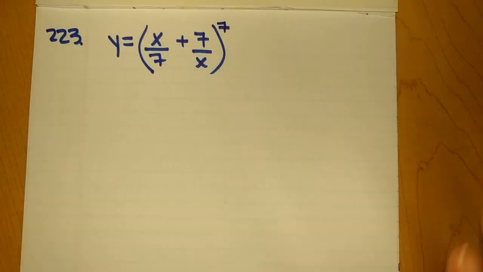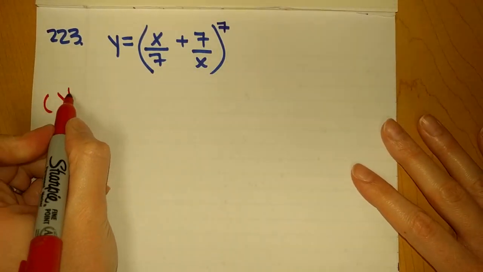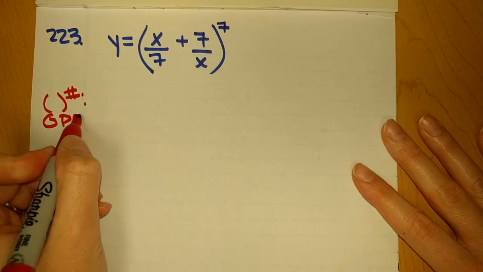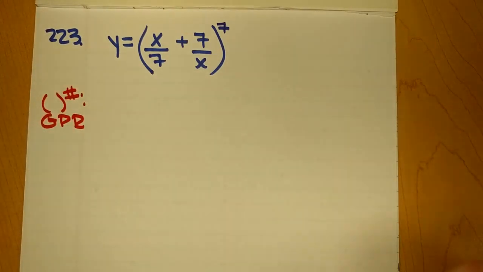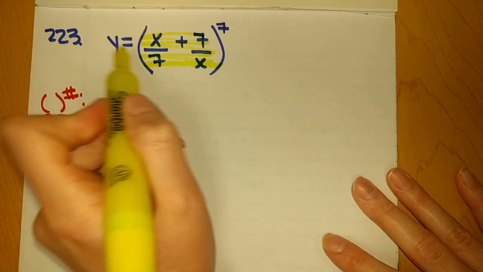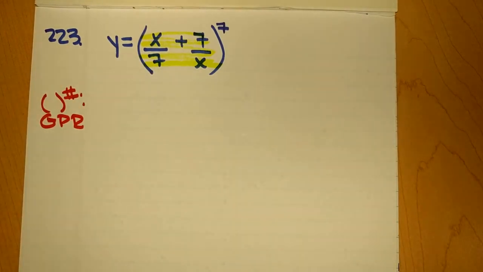All right, so the first thing that we notice here is that we have parentheses to a number. So we know what's coming up. It's going to be the general power rule. But when we look inside and we try to take the derivative of what's inside, it's like, oh my goodness, how am I going to take that derivative?